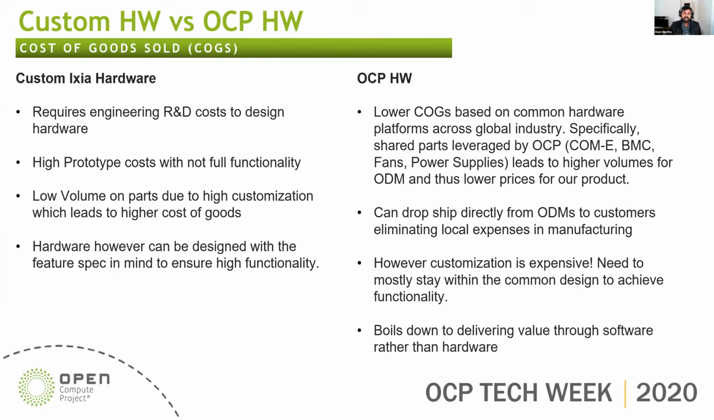On the OCP side, we're really able to leverage the industry standardization. And so we're able to get much lower COGS on the hardware platform. Specifically, OCP provides a common way for the COM Express boards, the BMCs, the fans, the power supplies. And due to those higher volumes, we can get a lower price for a product. In addition, working with the ODMs, we can drop ship directly, which really eliminates a lot of the local costs in terms of expenses in manufacturing. And that's been a real boon to us in our product here.